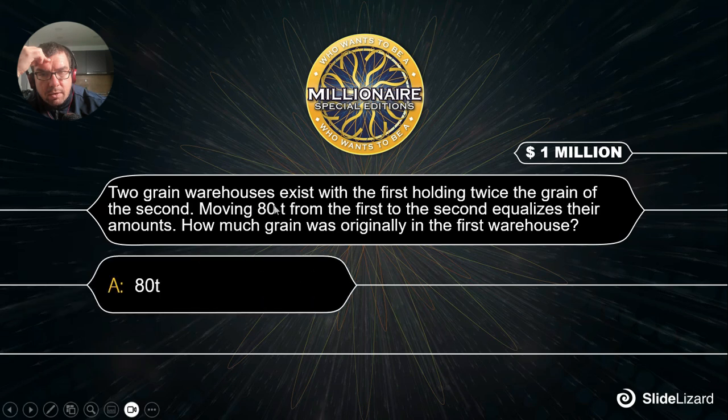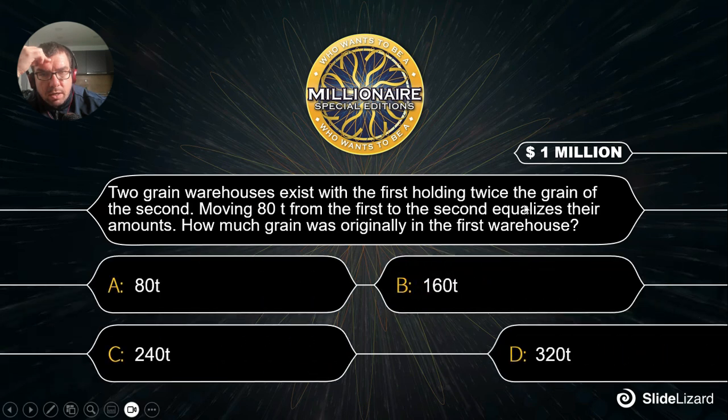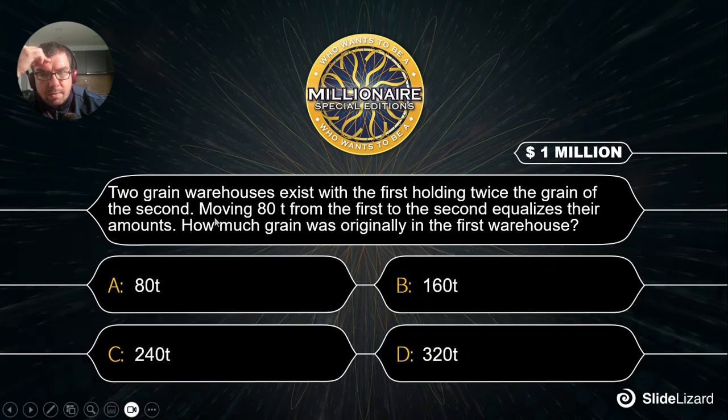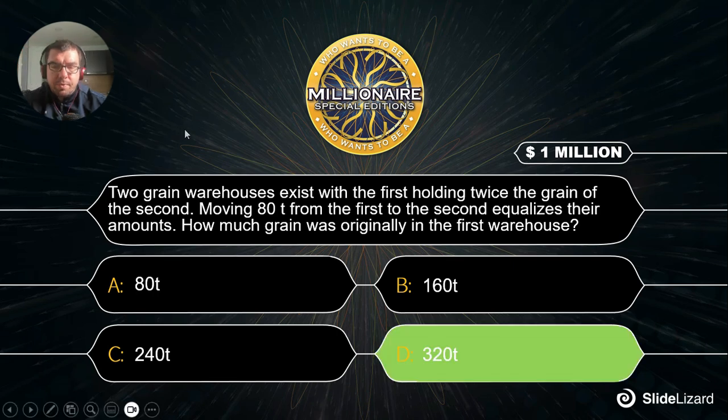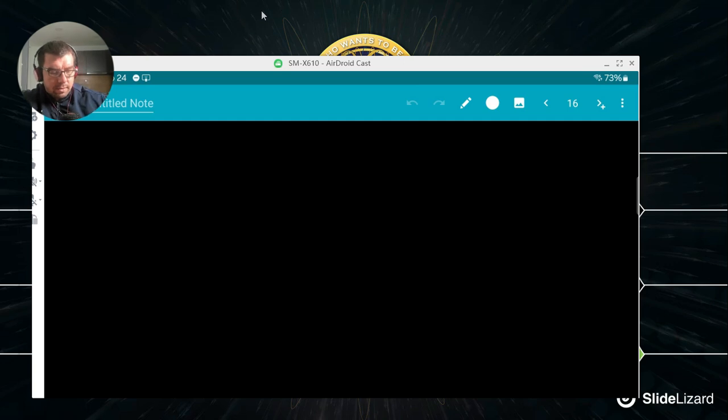Two grain warehouses exist with the first holding twice the grain of the second. Moving 80 tons from the first to the second equalizes their amounts. How much grain was originally in the first warehouse? Did you find D? 320? That is correct. The first is 2x and the second is x.